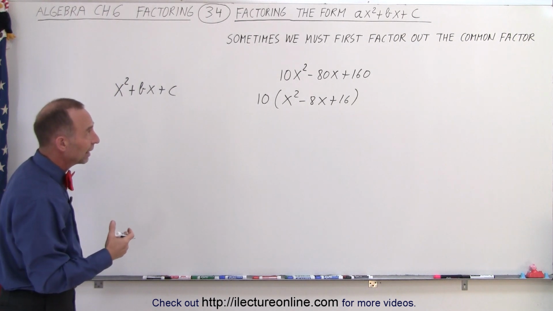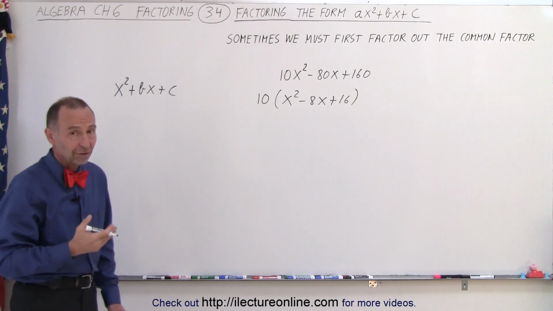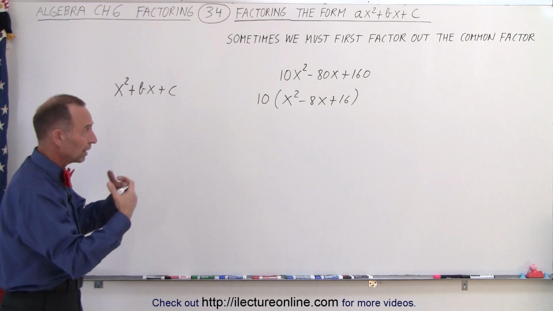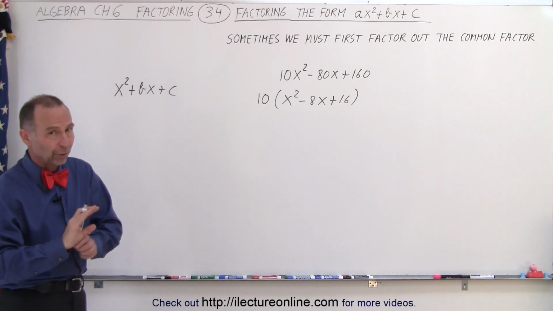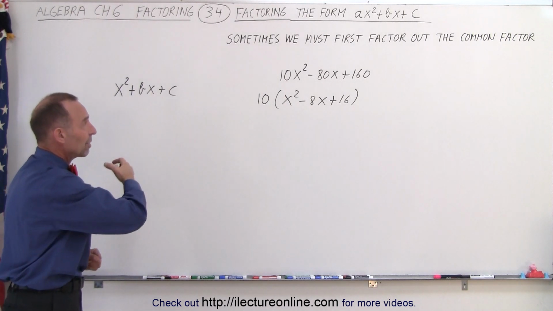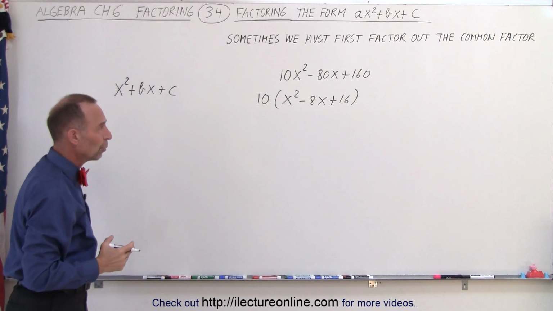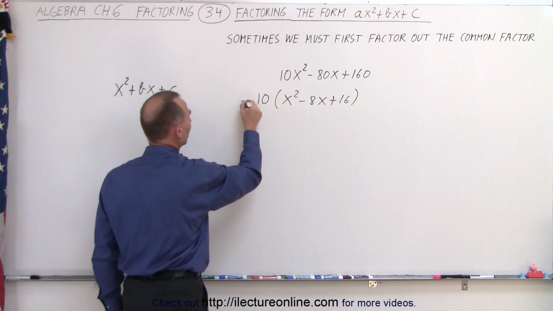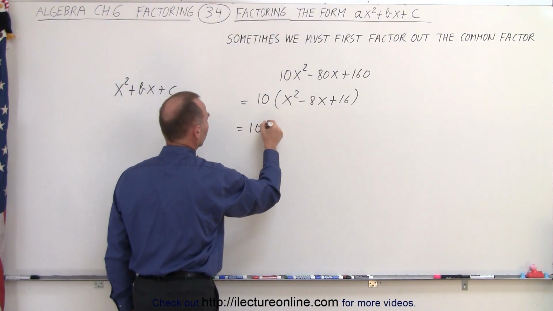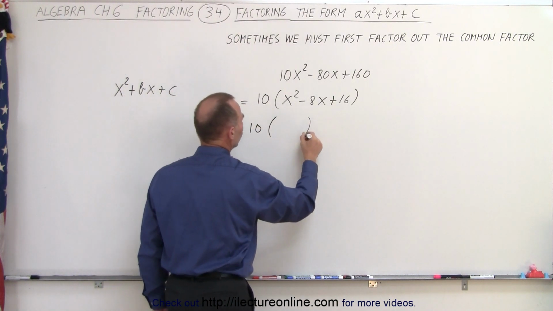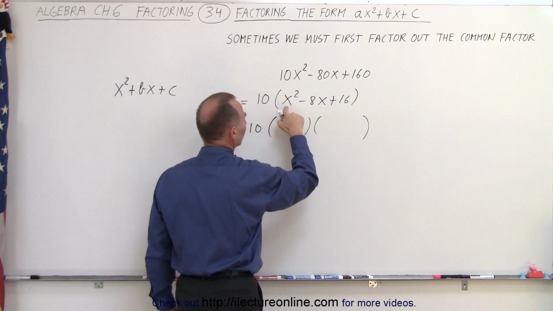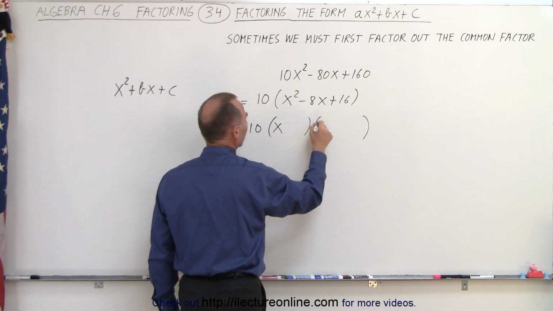So you can see that it may look like that form, and it's a difficult form to deal with, and we'll show in the next video how to do that. Sometimes we don't need to do that because we can factor out a common factor, and then it looks like this type of trinomial. And so that means that when we factor the remaining part, it'll end up with two binomials. Since this is x squared, we can write an x and an x.